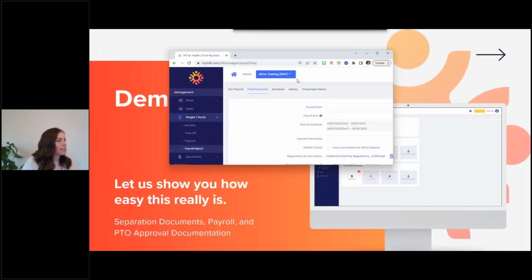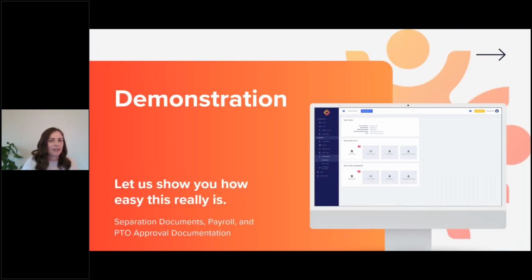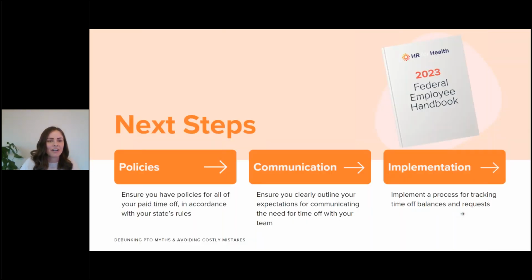Awesome. So that's what we do in the software, making your lives a little bit easier. So now let's go over next steps. So what do you need to do from here? Policies, policies, policies. I've probably said the word handbook a million times, but you really want to make sure that you have policies in place for transparency with your team so they know exactly when they're eligible, what they need to do, what happens to unused hours.